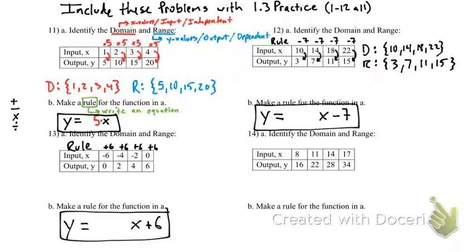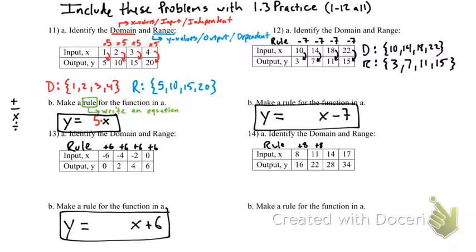Cool. Eric and Natalie turned in their answer. Now let's go through it for number 14. When I first looked at this for the rule, I thought it was going to be plus 8. Okay, plus 8 works for the first set of numbers, but it does not work for any of these. So that means that's a bad rule.